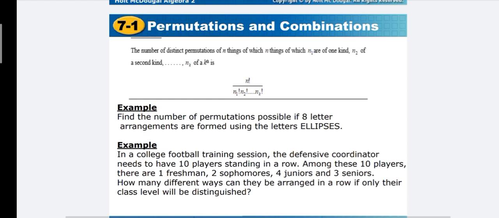So kita boleh gunakan formula yang atas ni. Alasannya sebab kita ada objek yang sama ataupun subjek yang sama. So player ni subjek. Okay, subjek yang sama. So it will be 10 factorial bahagi 1 factorial multiply 2 factorial multiply 4 factorial multiply 3 factorial. Okay, that is the way how you find the permutation in this kind of situation.